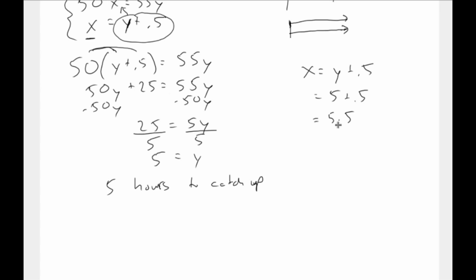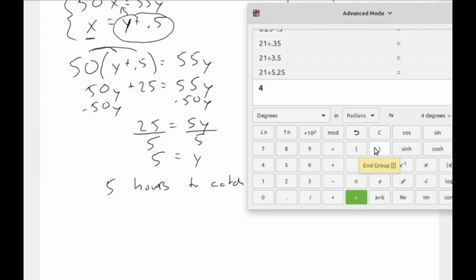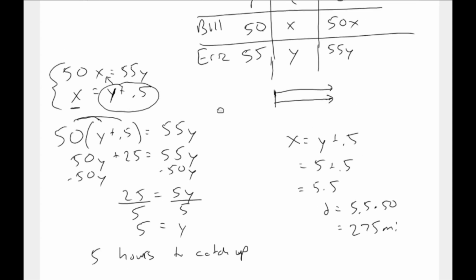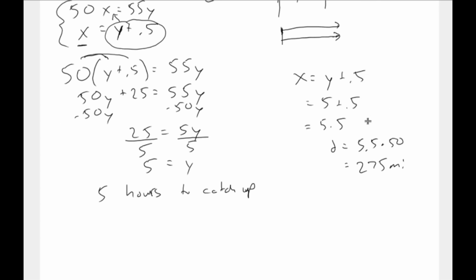So Bill, the first person, has been traveling for 5.5 hours. And their total distance would then be 5.5 times 50, because he's traveling at 50 miles per hour. So let's figure out what that distance is. 5.5 times 50 gives me 275 miles. This is Bill's distance.